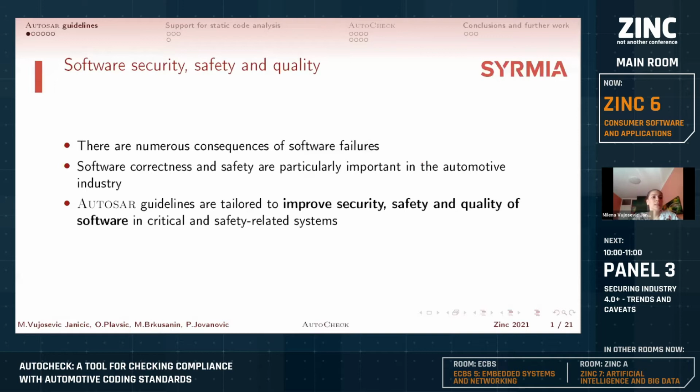There are numerous consequences of software failures, ranging from light discomforts through big material losses to fatal consequences, including human lives. So software correctness and safety are particularly important in the automotive industry, because in this context, software failures can involve human lives. And therefore, we have Autosar guidelines that are tailored to improve security, safety, and quality of software in critical and safety-related systems.